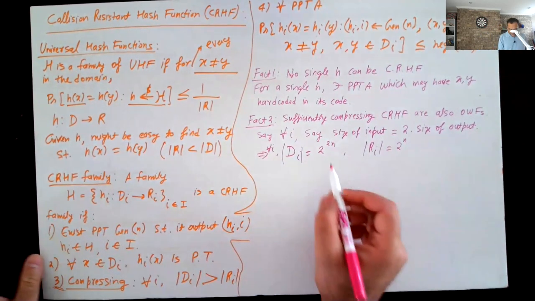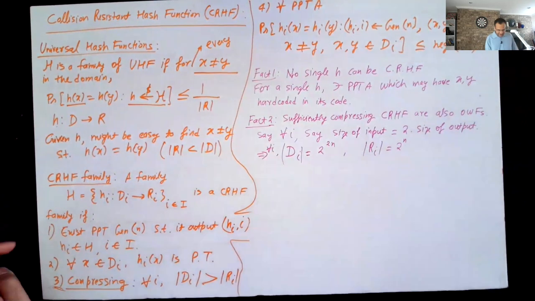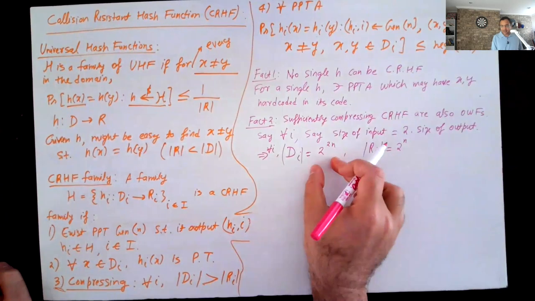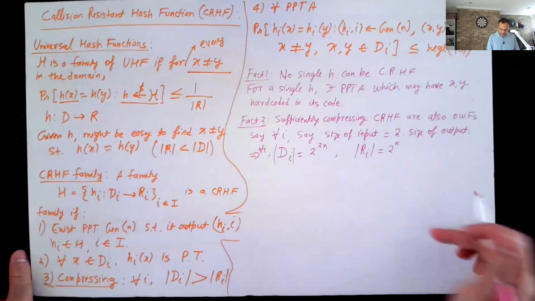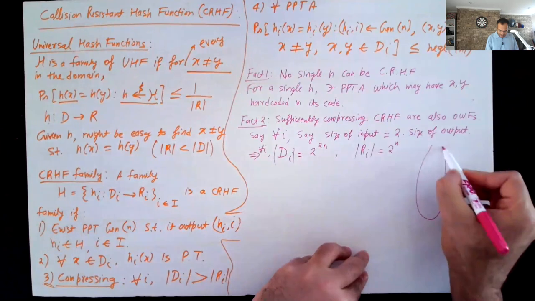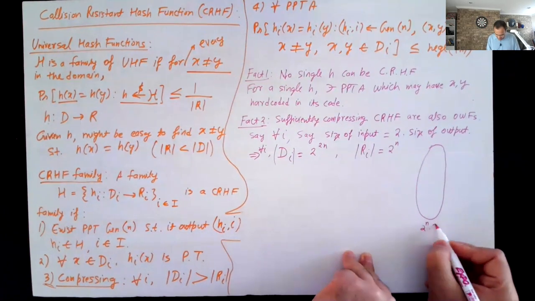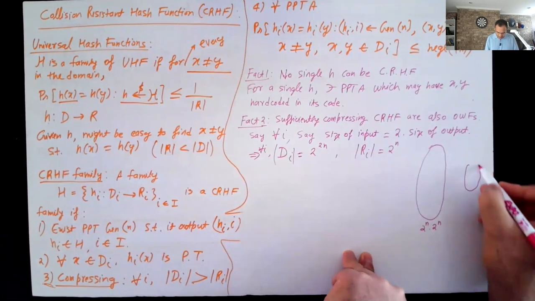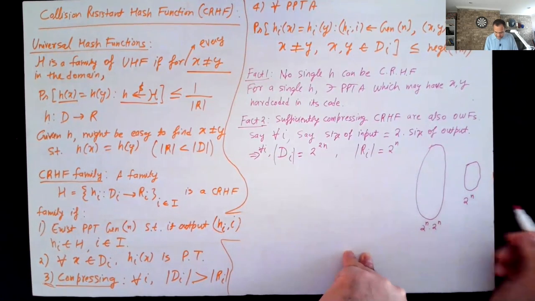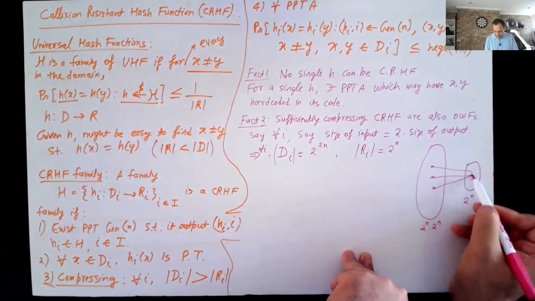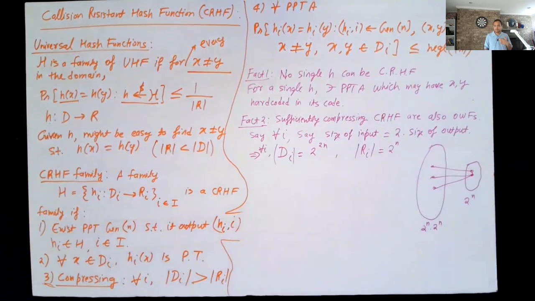So observe something here. Even though it might look like the domain is twice the range or something like that, actually here the domain is exponentially larger than the size of the range. Domain is 2 to the power n times 2 to the power n, and range is really small, 2 to the power n. There are collisions everywhere, basically. So what is the idea? How do we prove this, the second fact?